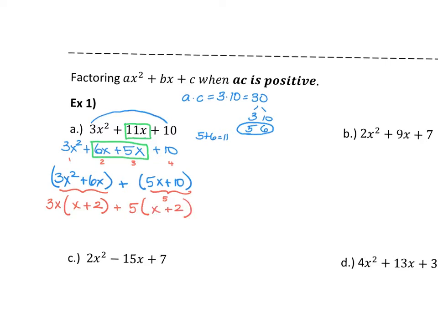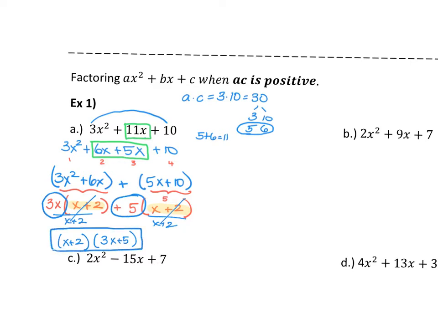So remember, the whole idea with grouping is we want to have the same thing in the same binomial in each group. So from there, now I will be able to factor out the x plus 2. So x plus 2 is out in front, and then all that's left over is 3x plus 5. And notice now for my final answer, I put this as 2 multiplied binomials because we're factoring, so this is now multiplication.